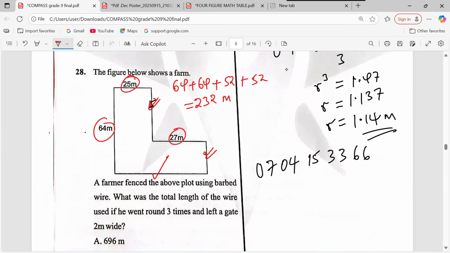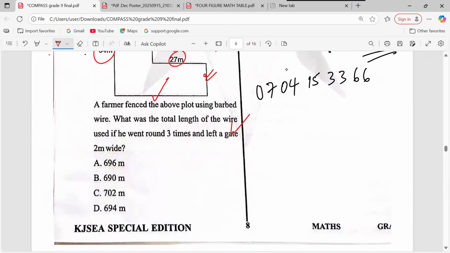It's good now for you to know that leaving the gate 2 meters wide will give us 230 meters. Now with 230, we can talk about the 3 rounds. 230 times 3 rounds gives us 690 meters. This makes part B the accurate answer.